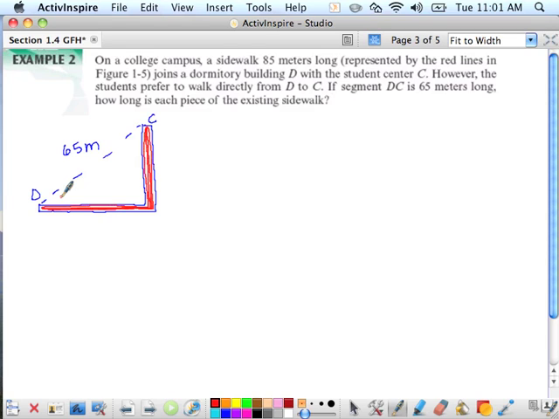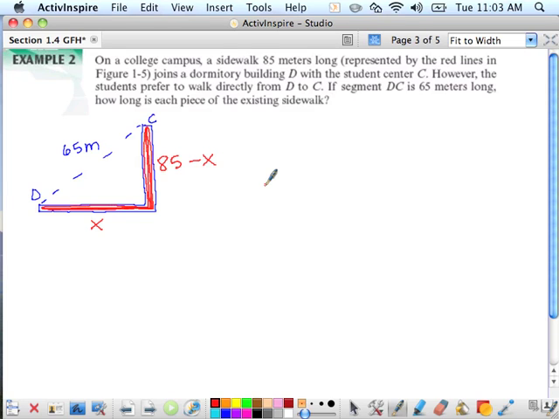How long is each piece of the existing sidewalk? So we want to figure out how far it is from here to here and from here to here. Now I know that these two add to 85. So if I let this be x, how much is left over for this side? 85 minus x. What shape is that? Triangle. What type of triangle? A right triangle. And a right triangle has to obey the Pythagorean theorem.